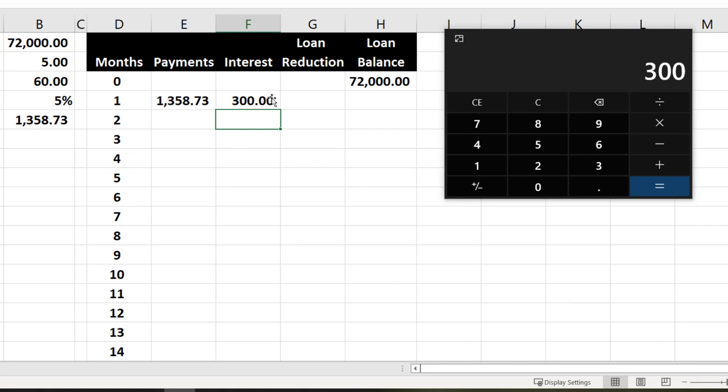Now, I can't copy that down because I'm going to have a problem with it. I'll copy it down later. I'm not going to get into that now. I'm just going to calculate a couple of these before we get into how we're going to copy it down and absolute references and whatnot. So this is going to be equal to the payment amount. We're going to be paying the $1,358.73 minus the $300. That means the loan reduction is going to go down by that $1,058.73.